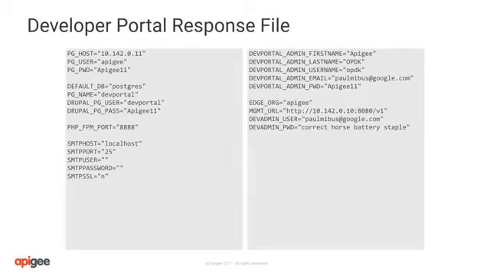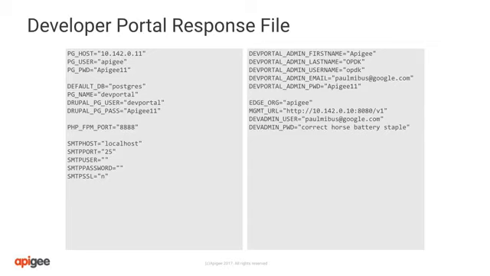PG host is the address of the PostgreSQL host that contains the developer portal database. This could be the address of your PostgreSQL master host for Apigee Edge Analytics, or your dedicated PDB host if you are using a separate database. PG user and PG PWD are the admin credentials for the PostgreSQL database server. They will be used to create a database and an unprivileged user for developer portal use.